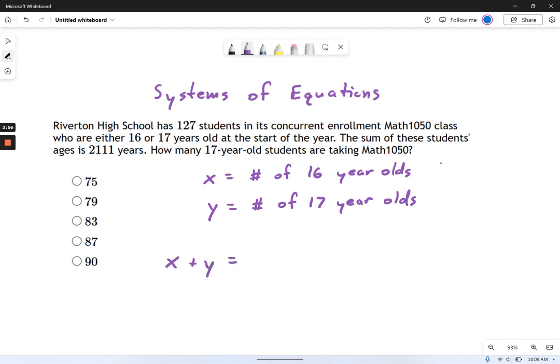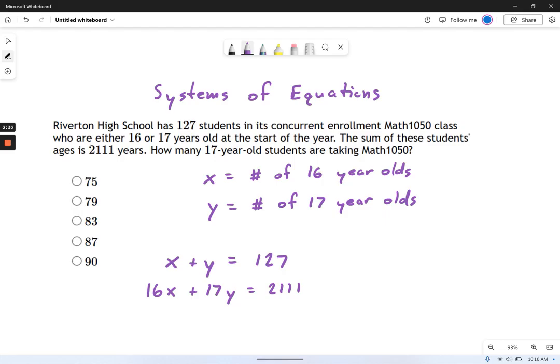The number of students, X plus Y, is 127. And if I use their age information, 16 times the number of 16-year-olds plus 17 times the number of 17-year-olds equals 2,111. So this is a great start. Now we just need to solve these two equations.